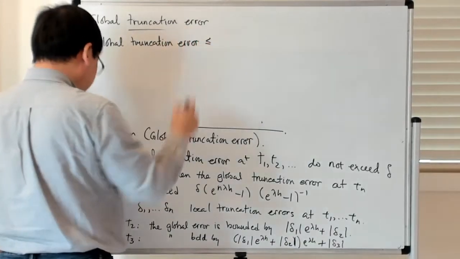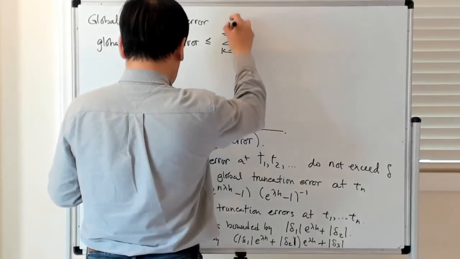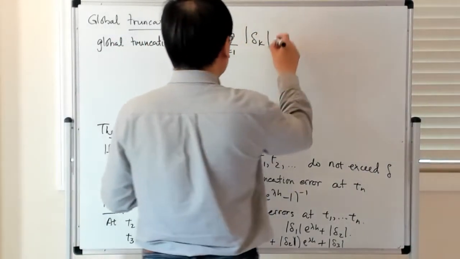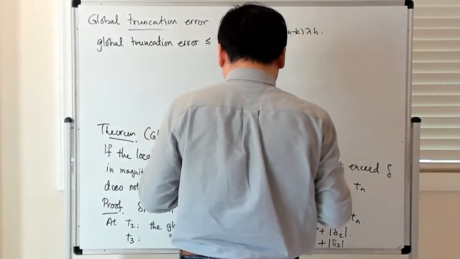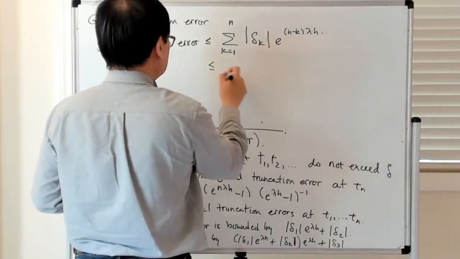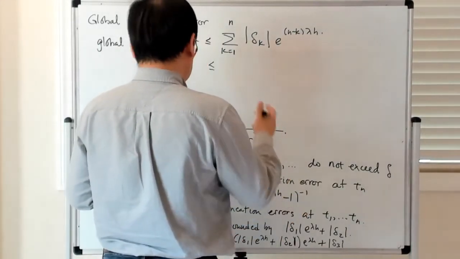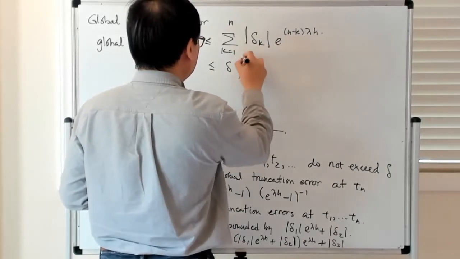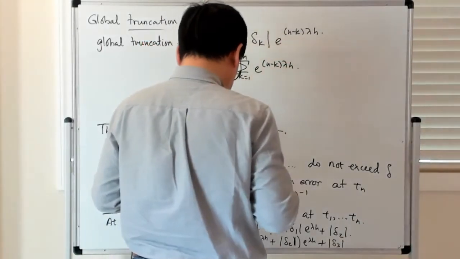is bounded from above by the sum from k equals 1 to n of the absolute value of delta k times e to the (n minus k) lambda h, right? And then we can bound this error term, because all of these terms are non-negative at least, right? So we can bound this by delta times the sum from k equals 1 to n of e to the (n minus k) lambda h.